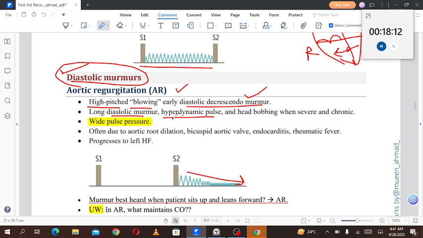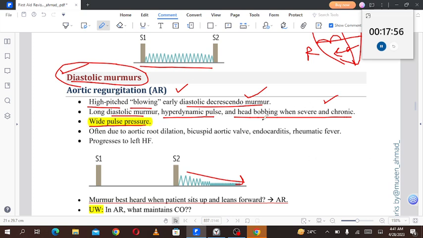On top of that, there will be a hyperdynamic pulse, and head bobbing if it is severe and chronic. So the person may also develop head bobbing, which is movement of the head with each heartbeat. The pulse pressure will be widened. Why so?